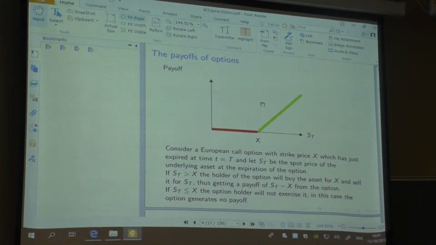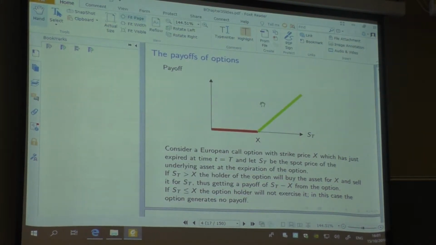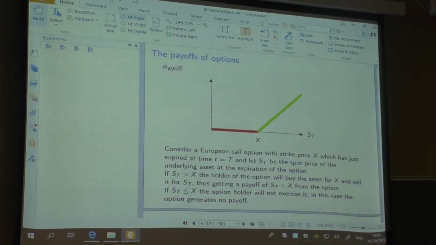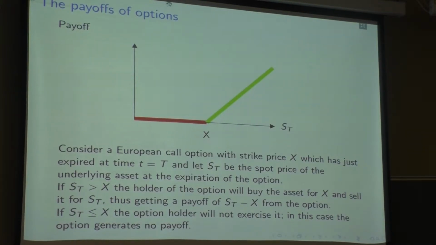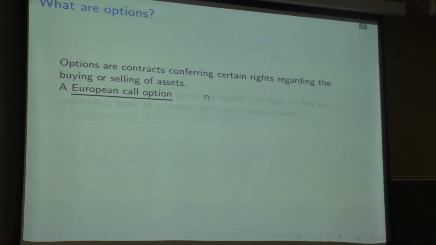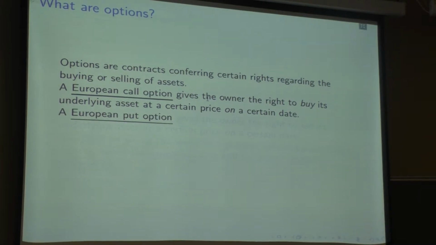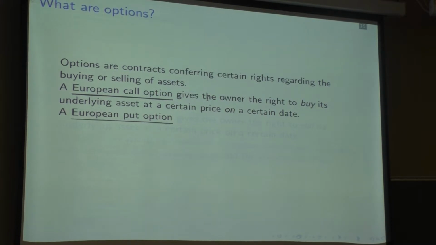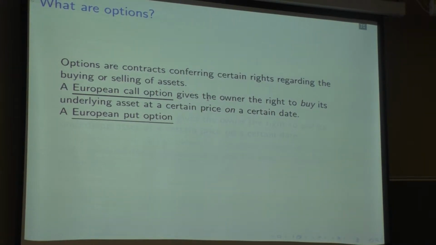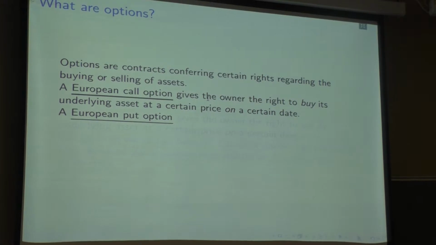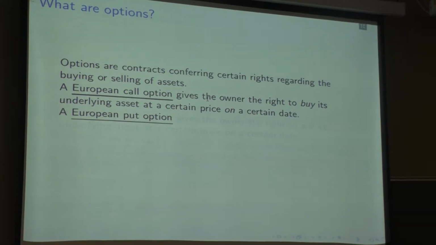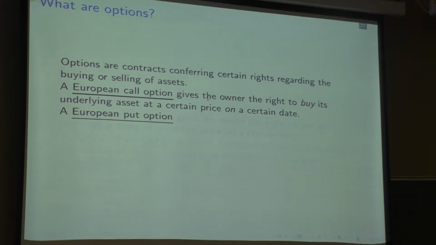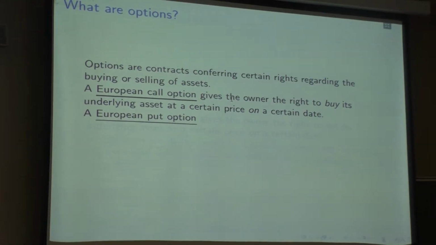Okay, so let me remind you what happened last time. Last time we introduced options, and we said options, or at least this kind of options, come in four flavors. We can have either put or call options. Call options give the right to buy something at a certain price on a certain date, and European put options give you the right to sell the underlying asset at a pre-agreed price, which we're calling the strike price, on a special date.